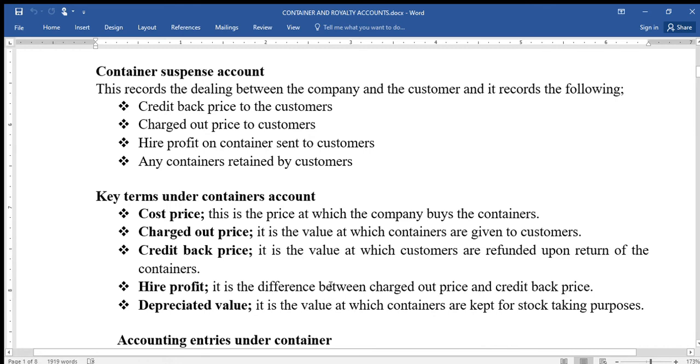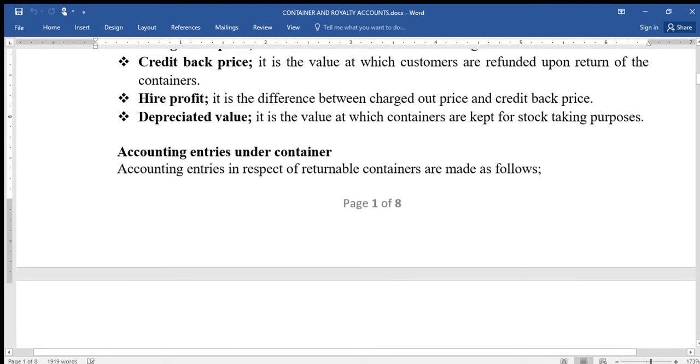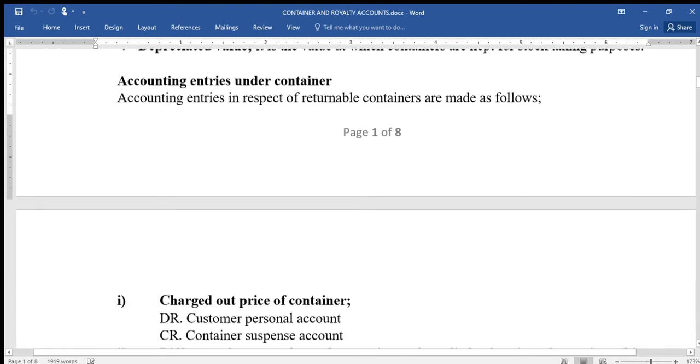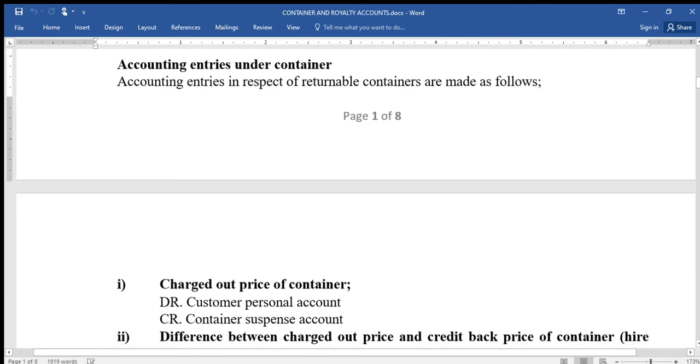So the container suspense account records the credit back price to the customers, the 400, then the charge out price to customers, the 500, then the hire profit on containers sent to customers, the 100, then containers retained by customers. Now let's look at accounting entries under containers.